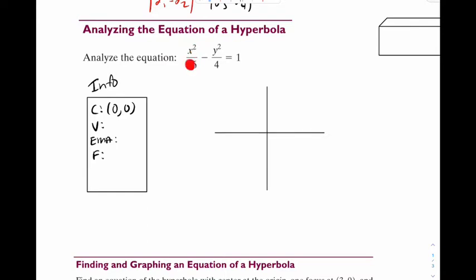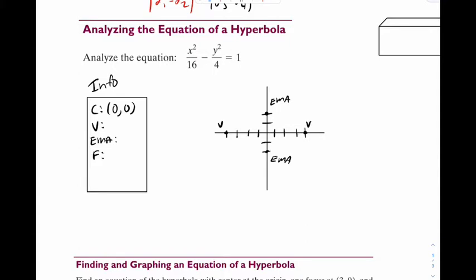Under the x, I see a 16, and that's a squared. So I'm going to go 4 out: 1, 2, 3, 4. That's our first vertex. And I'm going to go 2 in the y direction: 1, 2. EMA. So notice how it's very, very similar to what we've been doing with an ellipse.